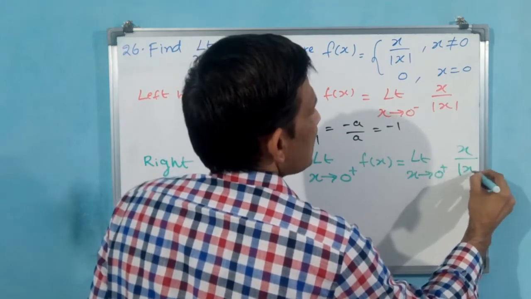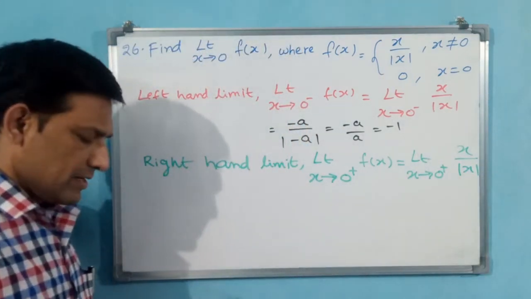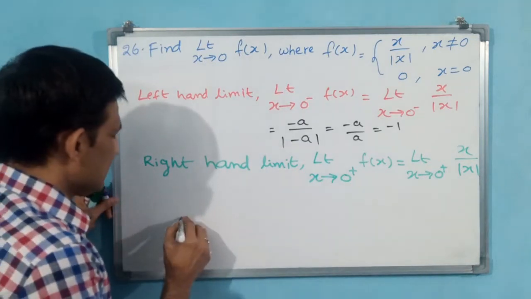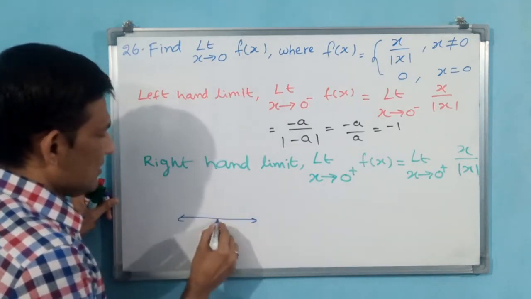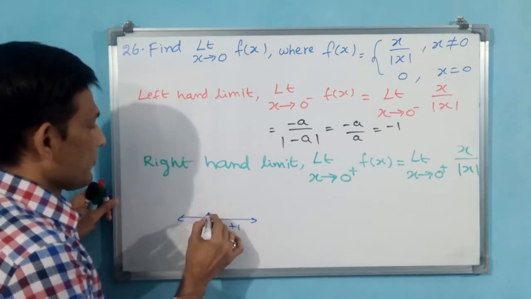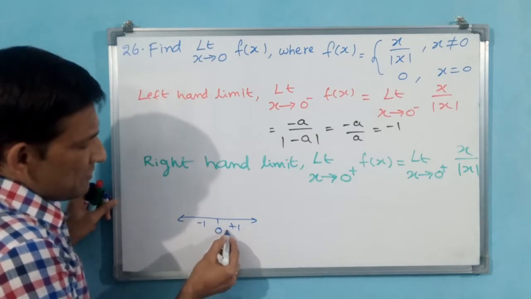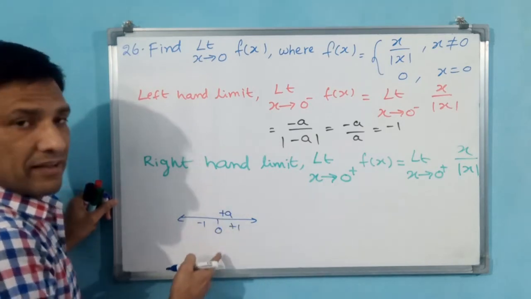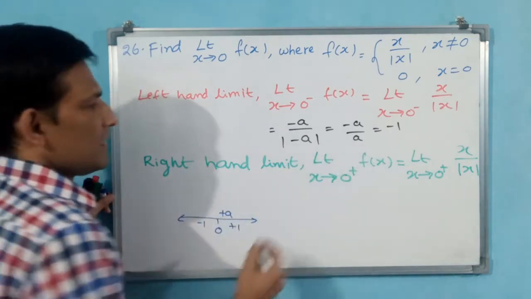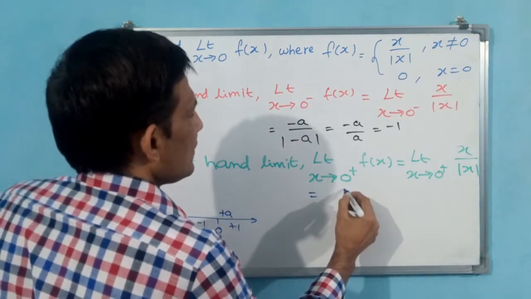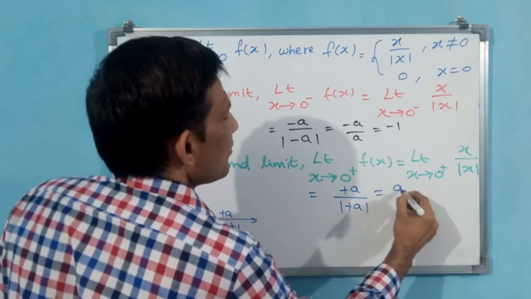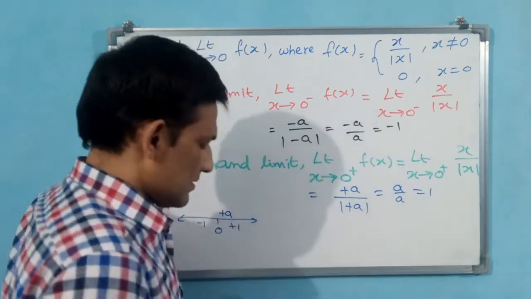Write down again this, x by modulus x. Now what will be the x here? Plus a or minus a? See, 0 plus means this side it will come. This will be plus a. That you keep in your mind. Here x will be plus a. Substitute that. Plus a by plus a modulus, that is equal to a by a, that is equal to 1.